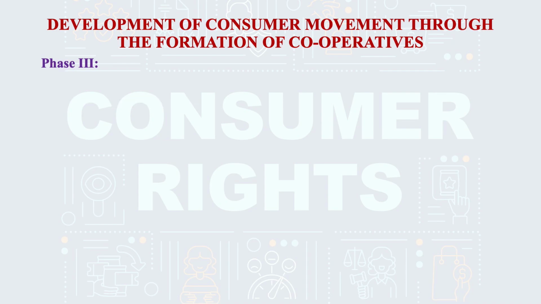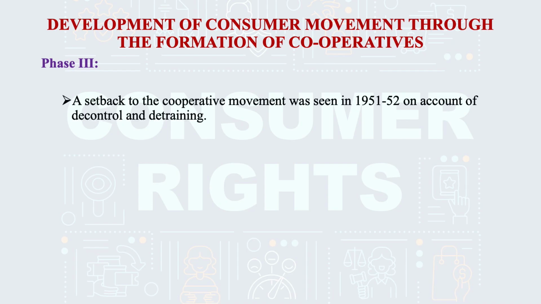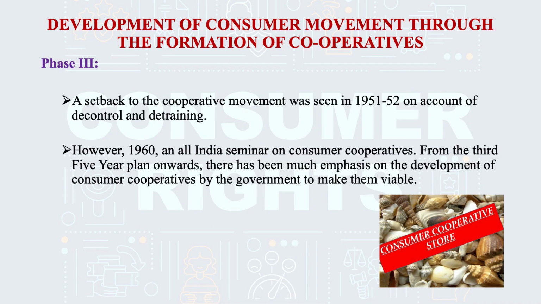And in phase 3, a setback to the cooperative movement was seen in 1951-52 on account of decontrol and detraining. Means the control system was relaxed. It was decontrolled, meaning thereby the government officers, the registrar of cooperative societies, started gaining control over the cooperative societies. However, in 1960, an All India Consumer Seminar on consumer cooperatives was held.